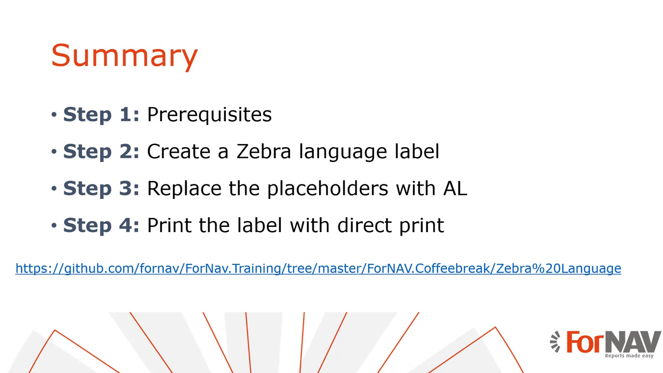One known issue we should mention here is that some zebra printers remember the state between jobs. Therefore, you may have two identical zebra printers that behave differently. A factory default reset could help solve problems. You can find all of the AL code for today's coffee break on GitHub.